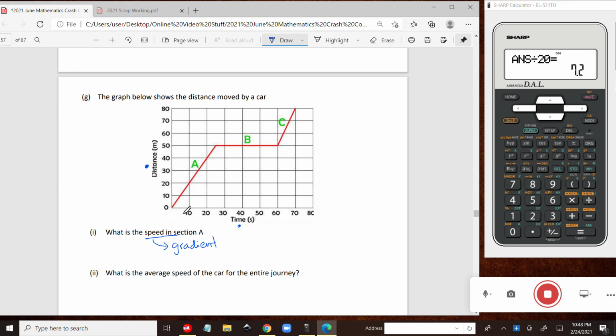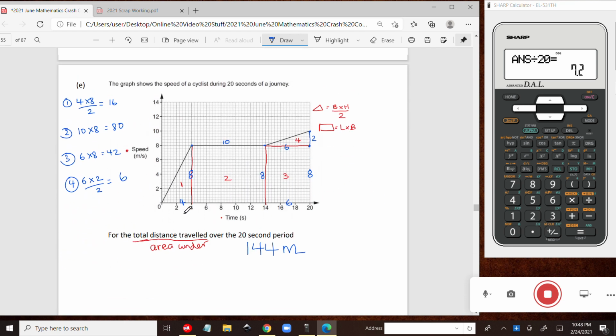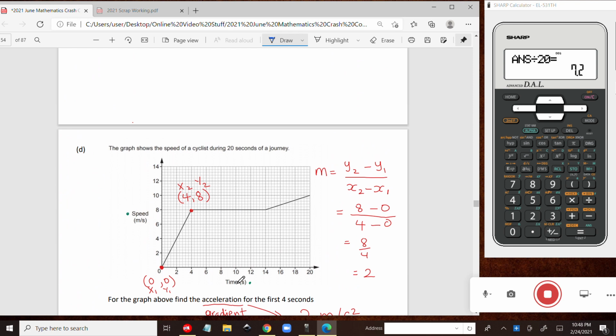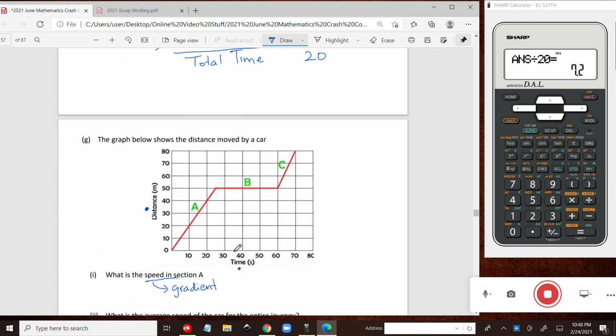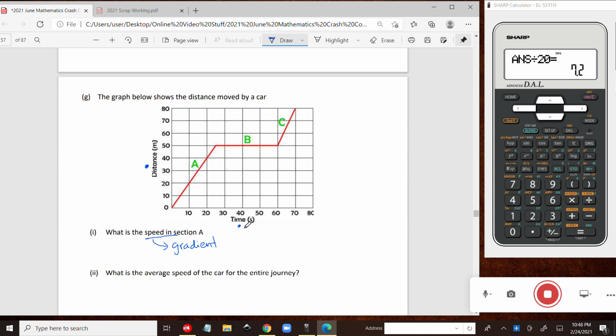Don't mix it up with a speed time graph. In a speed time graph, the gradient gives us the acceleration. But if they change it to a distance time graph, the gradient represents the speed. So they want the speed in section A. So we know here 0, 0. At the end of section A, that looks like 25, 50, if I'm not mistaken.